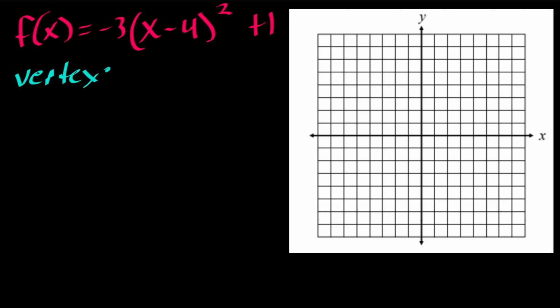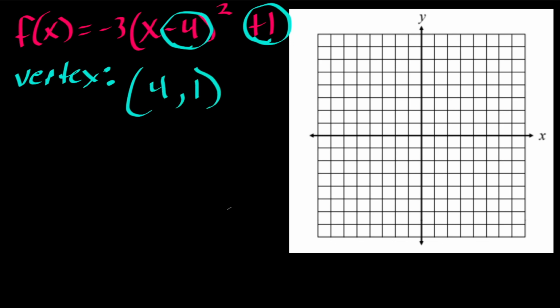We want the vertex. And the good thing about vertex form is it gives us the vertex. It's going to be this and this. That tells us h and k. Just remember, when you find h, flip the sign. So this is actually 4, 1. That is my vertex.